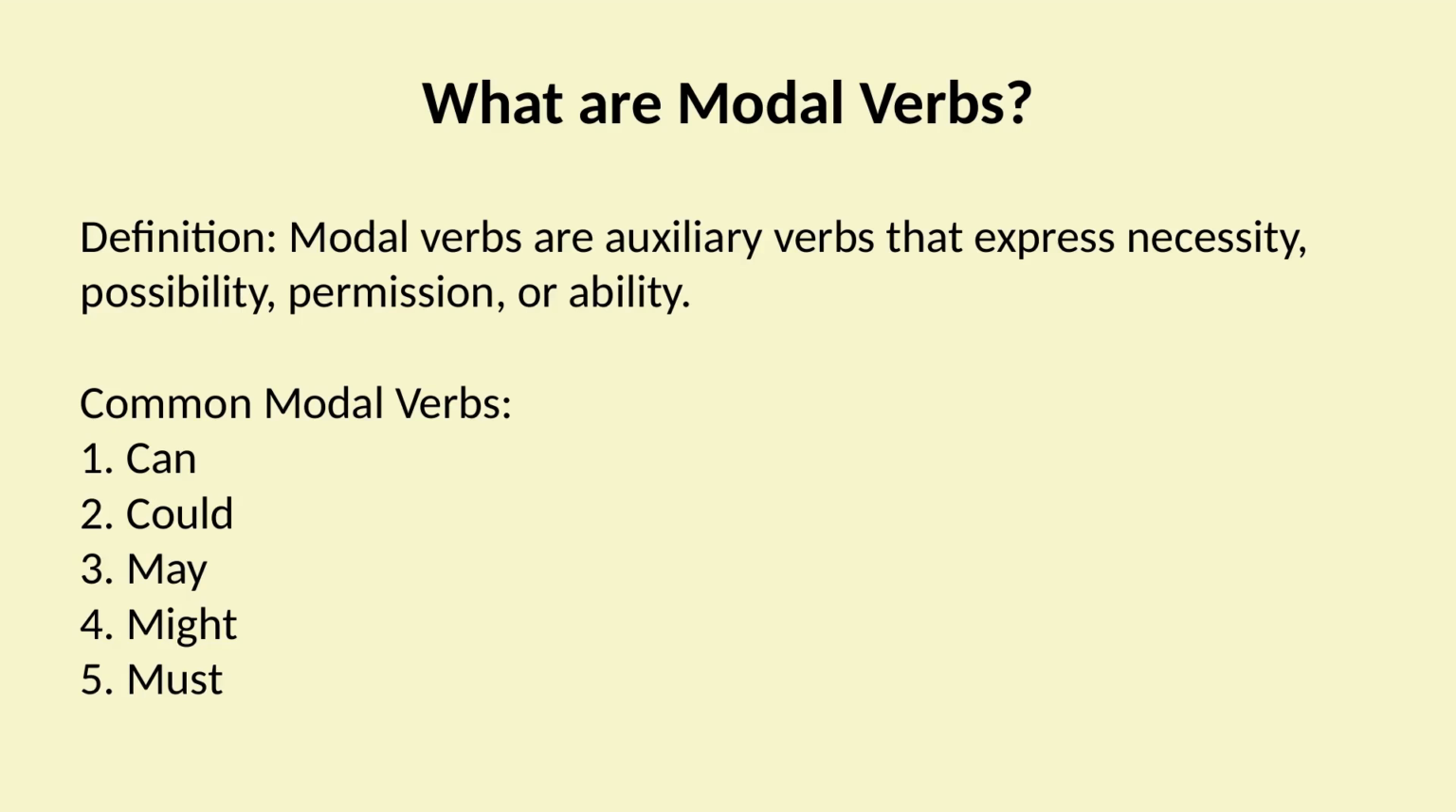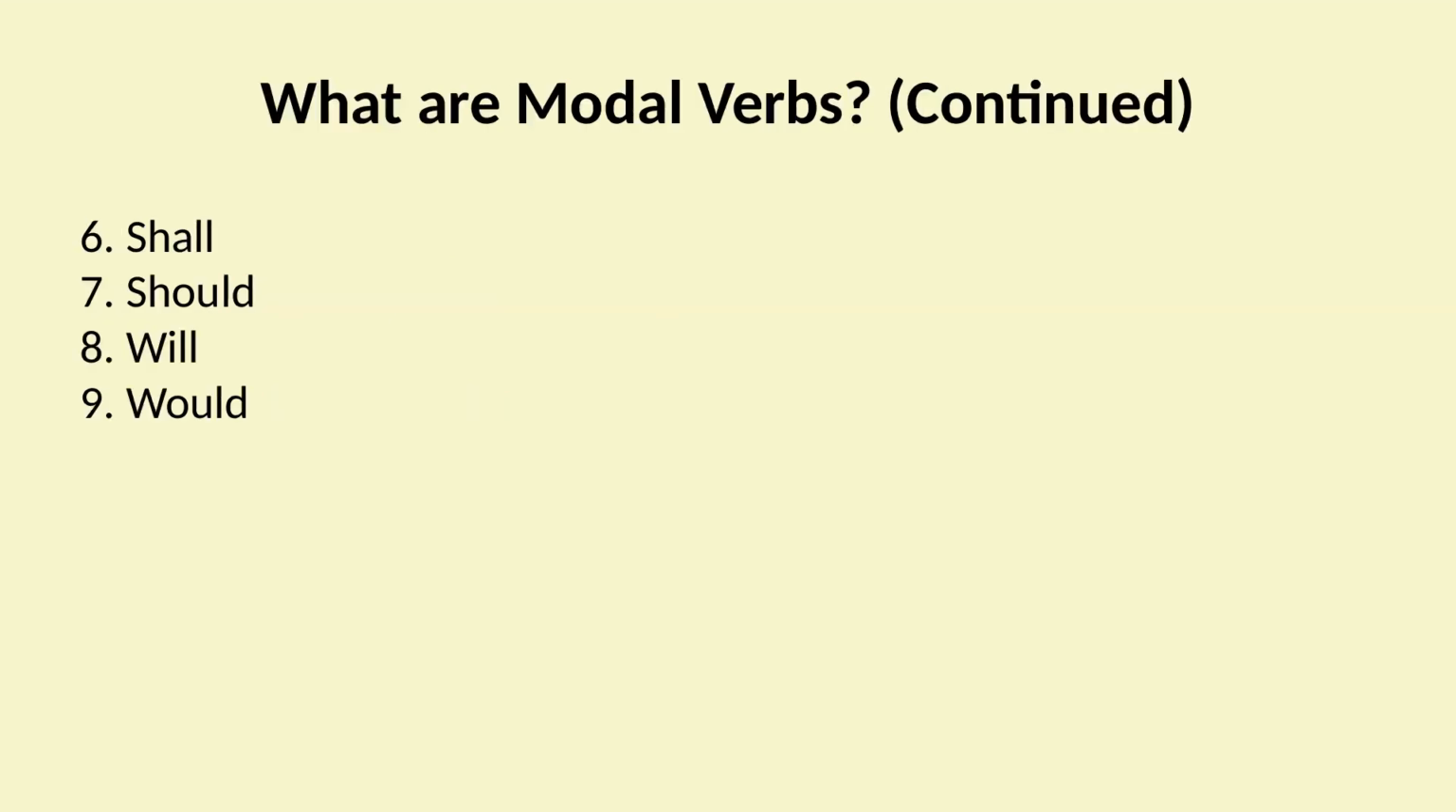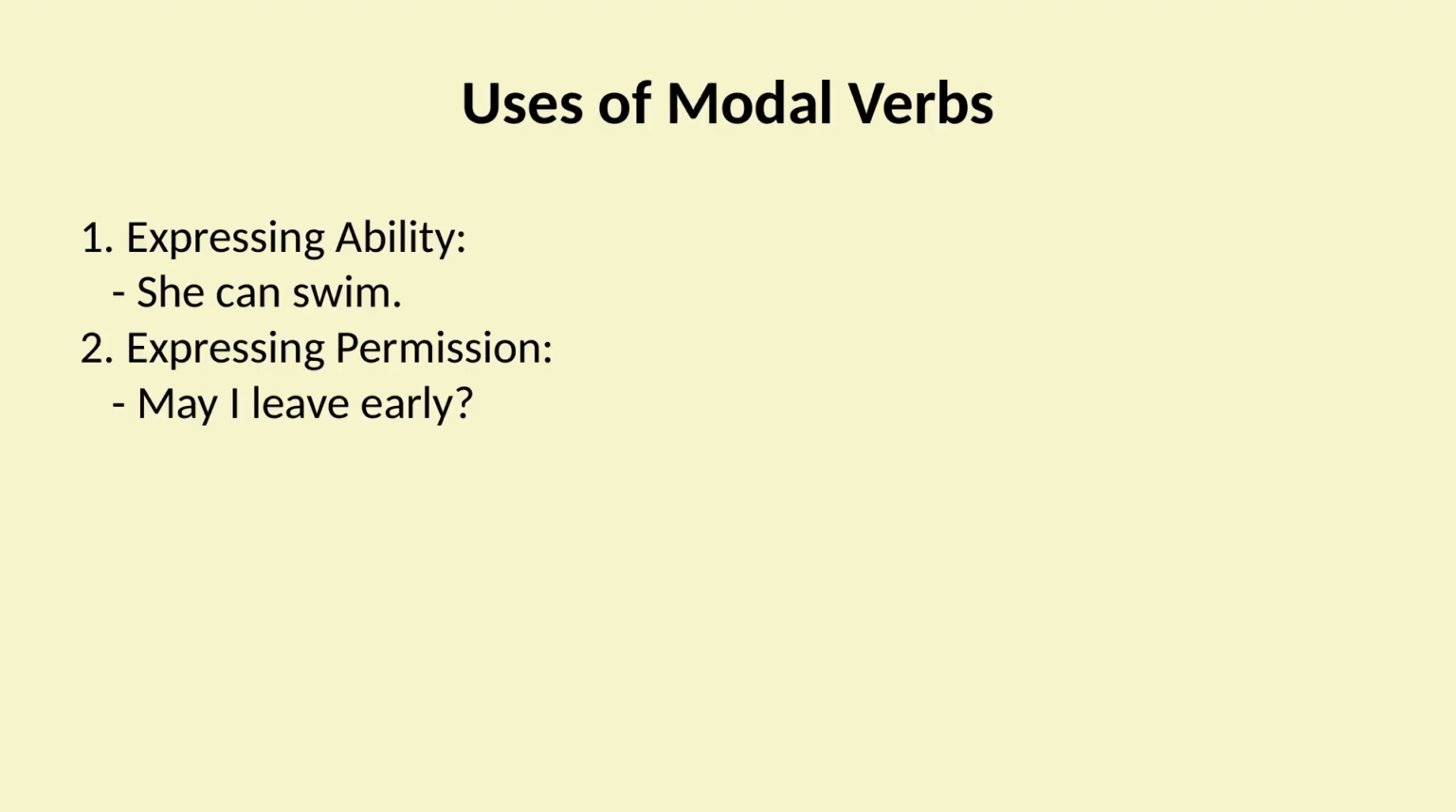Modal verbs are a type of auxiliary verb that express different degrees of necessity, possibility, permission, or ability. Some of the most common modal verbs include can, could, may, might, must. Other common modal verbs are shall, should, will, would. Modal verbs are used in various contexts to express different meanings.